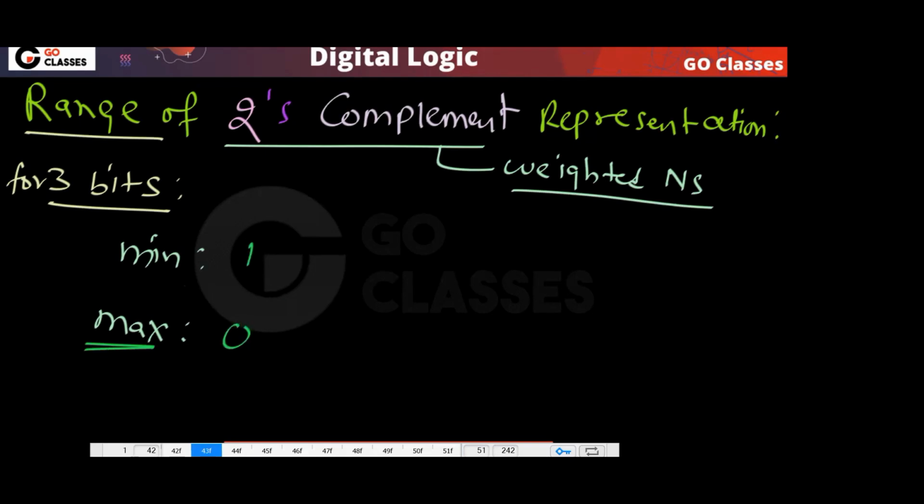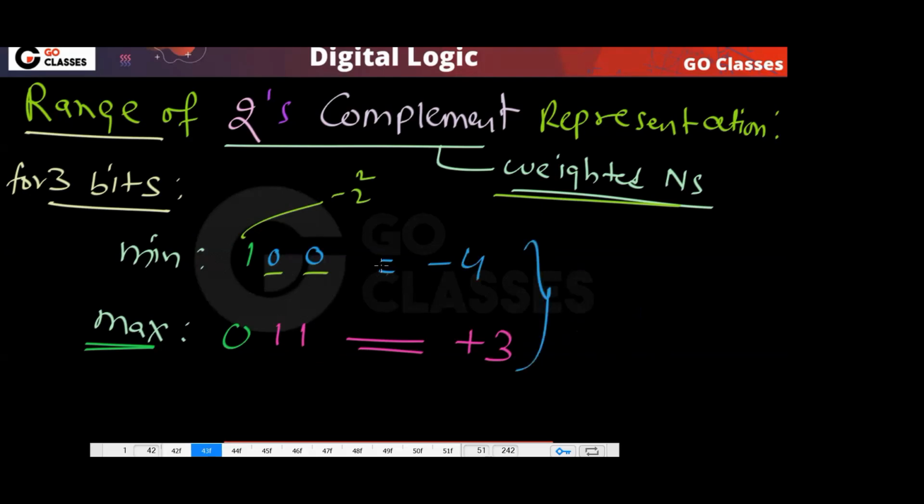Maximum is very simple. You start with 0, and then all the ones you put here, this will be the maximum. For 3 bits, this number is basically plus 3. What is the minimum that you can create? Remember, the sign bit is giving you minus 2 power 2. If you want the minimum, don't add anything extra, so just put 0, 0. This will give you minus 4.